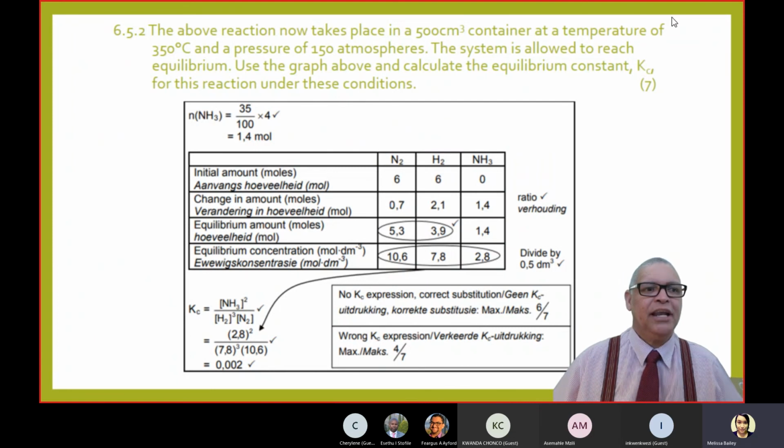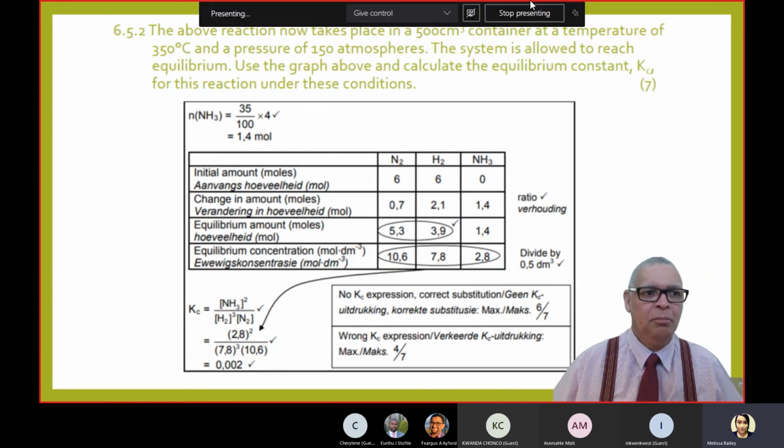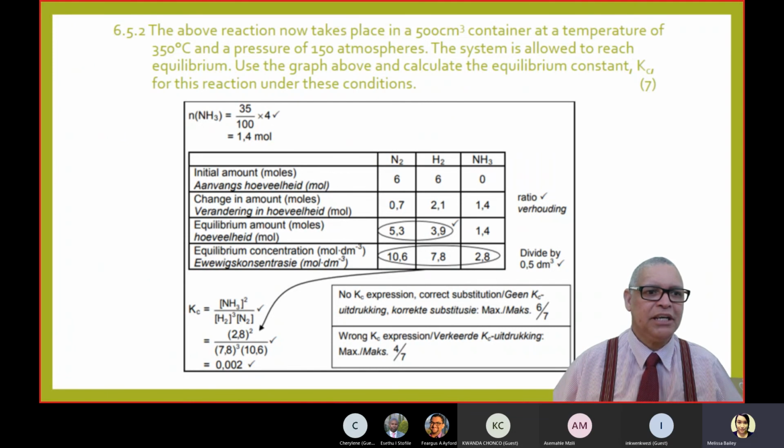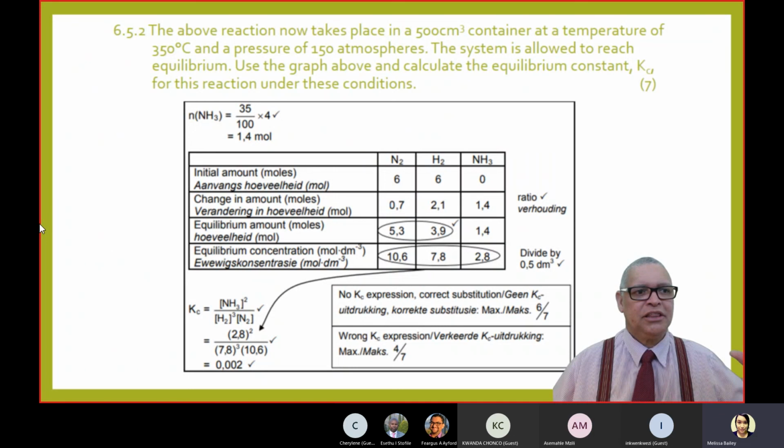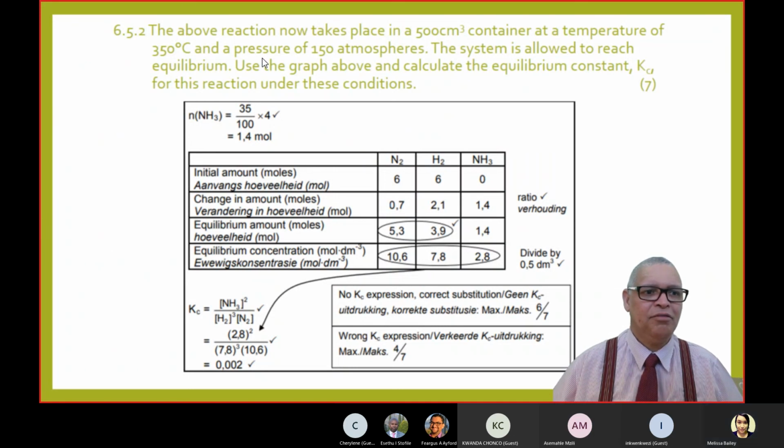We first have to find the number of moles of ammonia. As you can see on the monitor here, number of moles of ammonia, you take 35 divided by 100 multiplied by 4, 1,4 moles. But even before that, let's get to our rice table. Here we have our compounds: nitrogen, hydrogen, ammonia. The initial moles are 6, 6, and 0. We were given that.